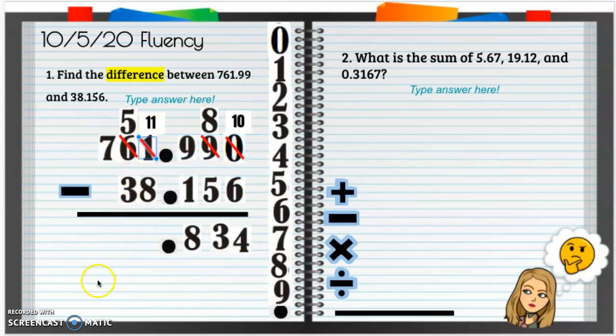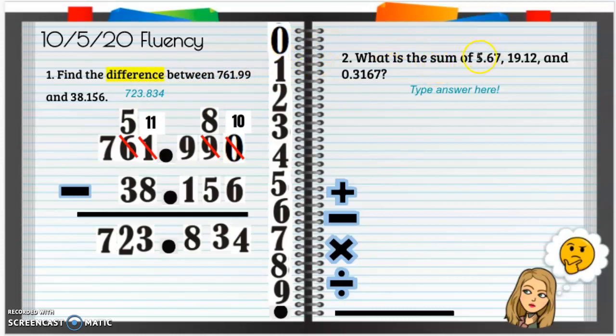All right, so now we can do 11 minus 8, which is going to be 3. Because 8 and then 9, 10, 11, that's 3. 5 minus 3 is going to be 2. And that 7 minus 0 is going to be 7. So our answer is 723 and 834 thousandths. That's our answer there. Let's take a look at number 2.